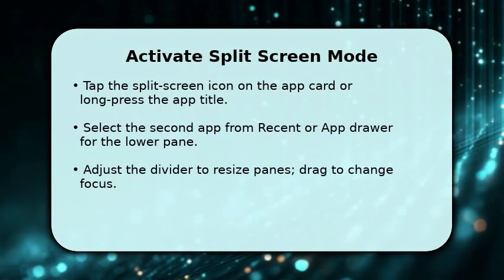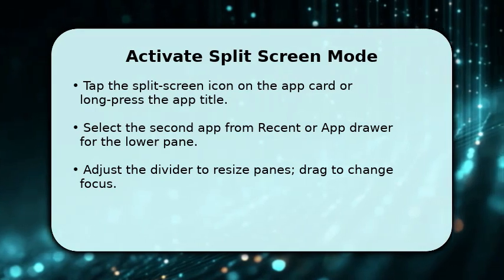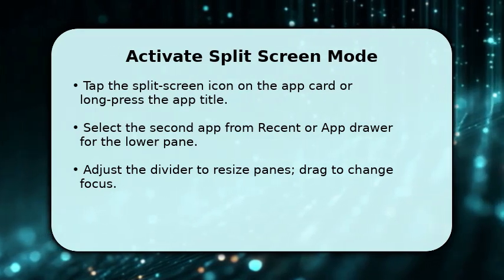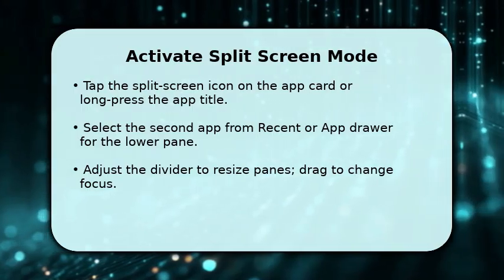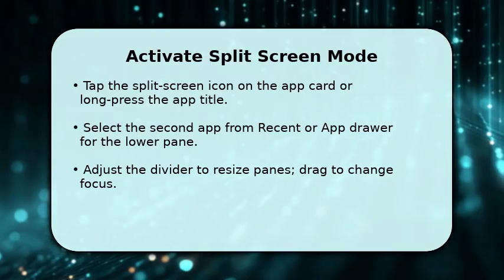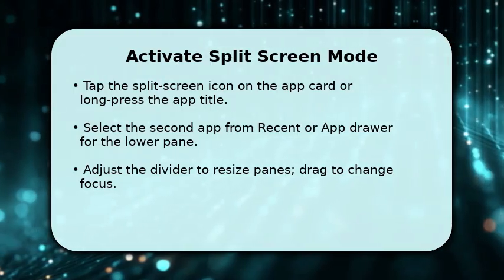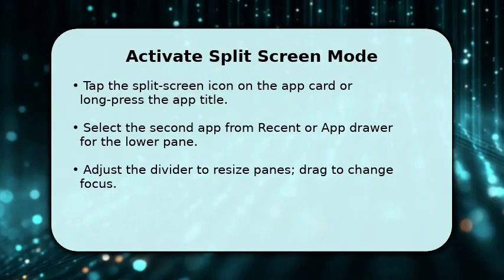You now activate split screen by tapping the split screen icon on the top of the app card, or long press the app title and choose split screen. This pins that app to the top or left pane immediately. Then pick the second app from recent or open it from the app drawer. It fills the other pane.